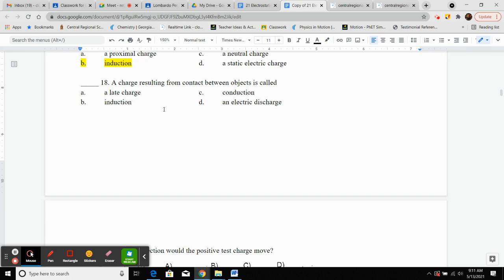Number 18, a charge resulting from contact. That is straight from our notes. What should that be? Yeah, conduction. Contact, conduction.